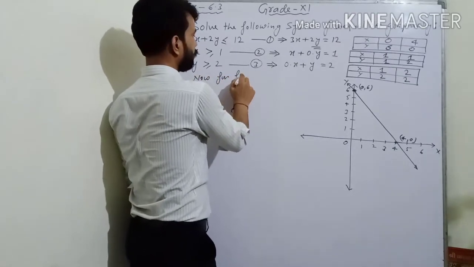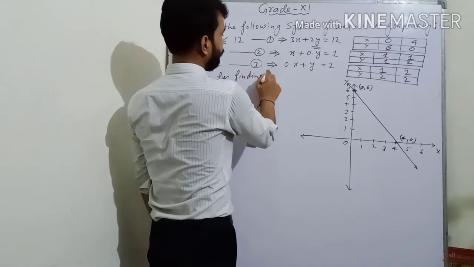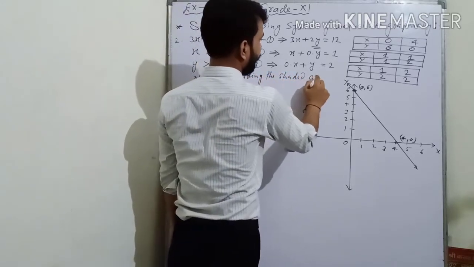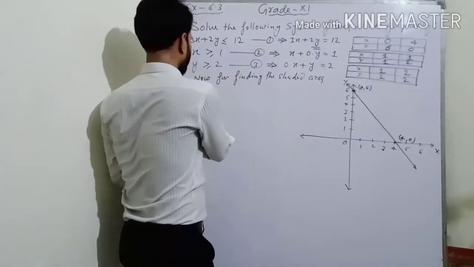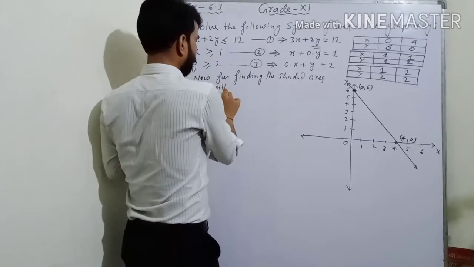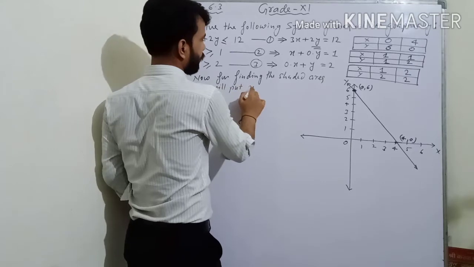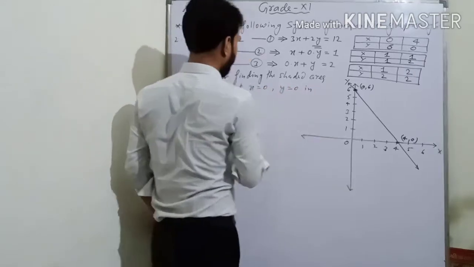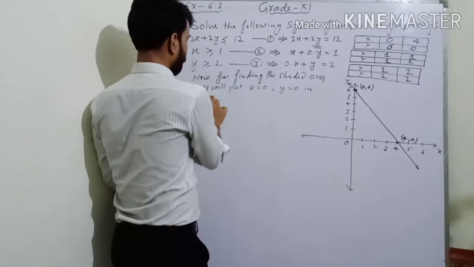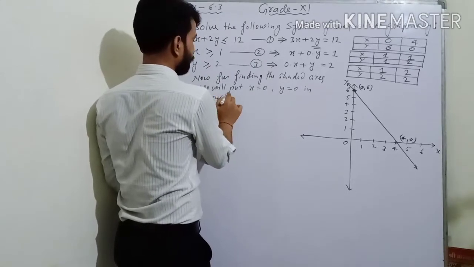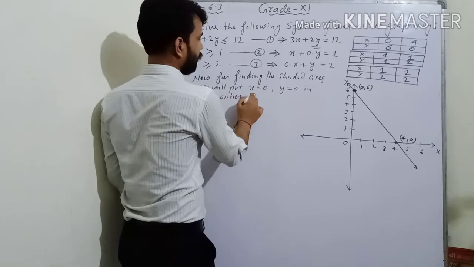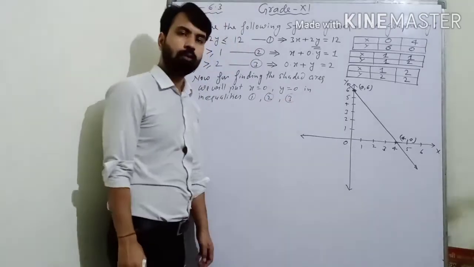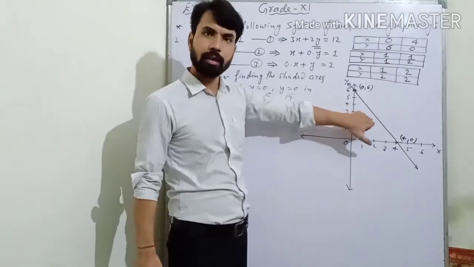So we have to write here: for finding the shaded area, we will put x equal to 0 and y equal to 0 in inequalities 1, 2 and 3.